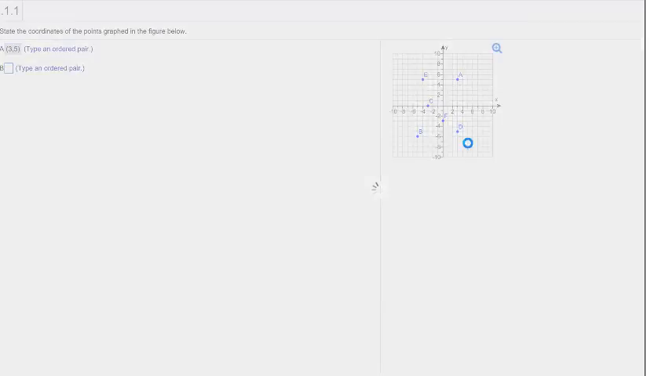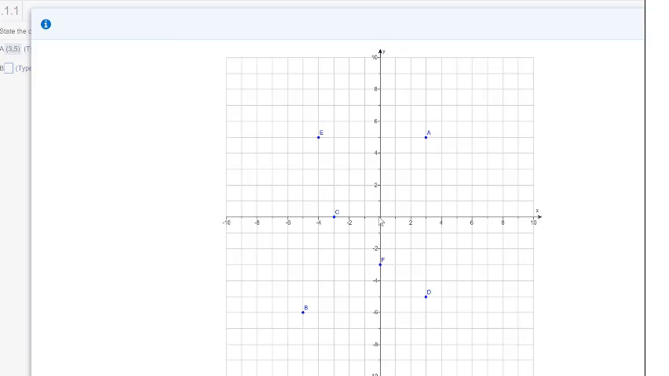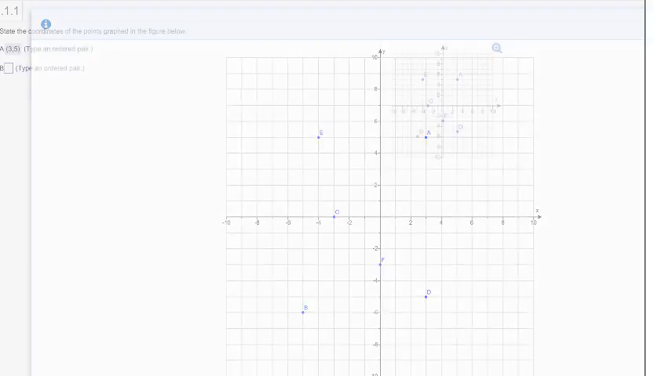Now let's look at point B. If I go in the x direction or along the x-axis, we see we're going in the negative direction. So we go to -1, -2, -3, -4, and -5, and then we go down -1, -2, -3, -4, -5, -6. So the coordinate for B is -5, -6.